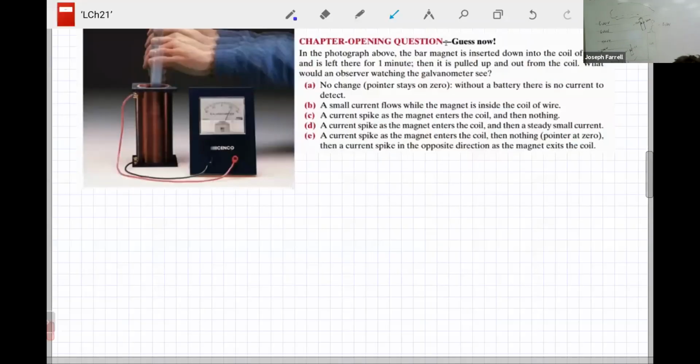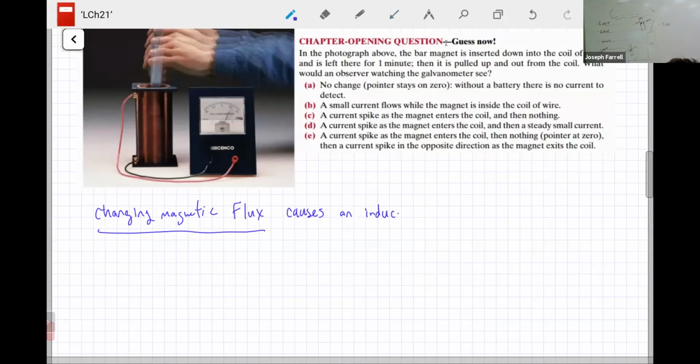All right, so all this stuff comes down to a changing magnetic flux causes what I'll call an induced EMF, basically like a temporary battery. There's like an imaginary temporary battery. It's kind of weird. It actually encompasses different phenomena.